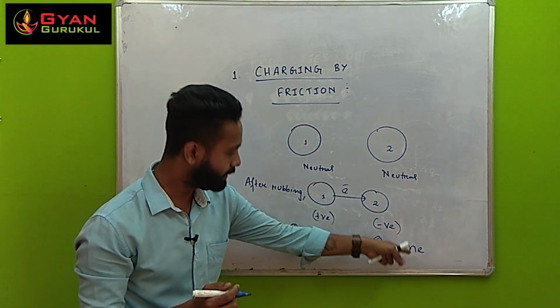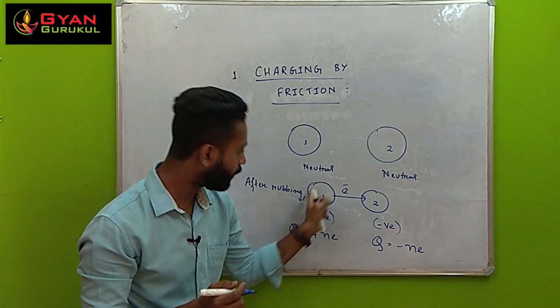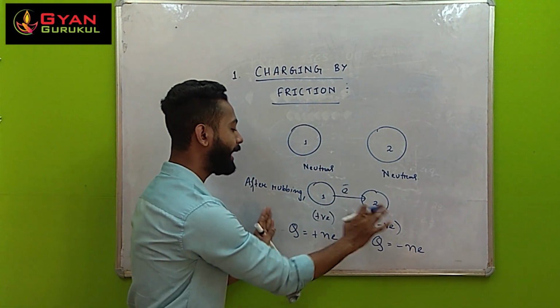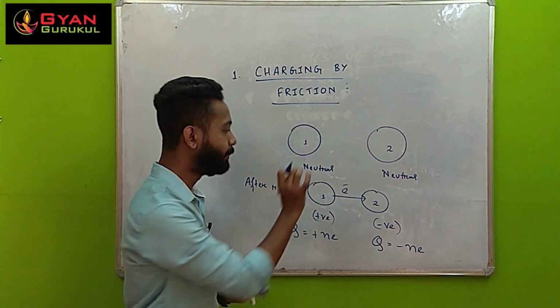Okay, here it's the same N that gets transferred from body 1 to body 2. So this is how you will get the values of the charges in both the bodies.